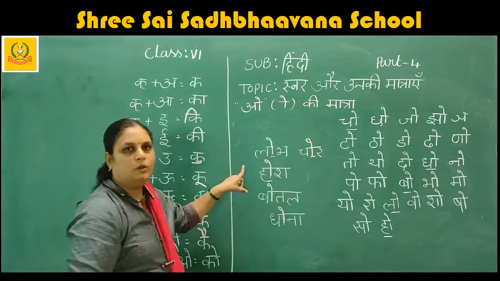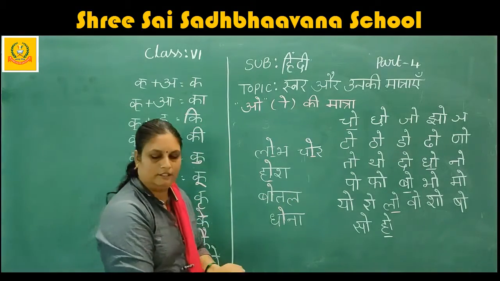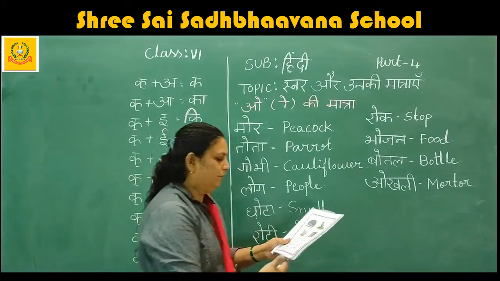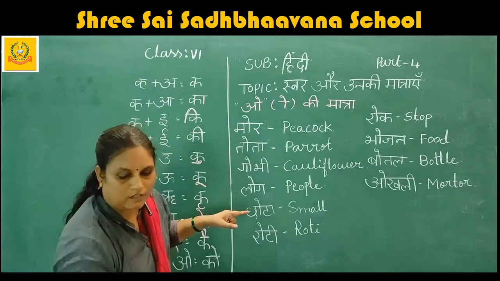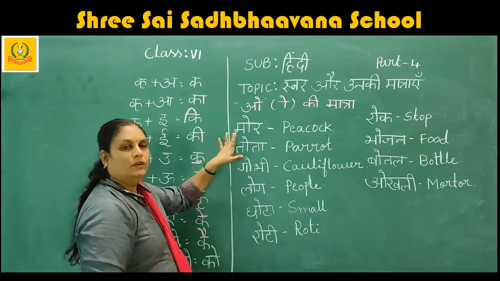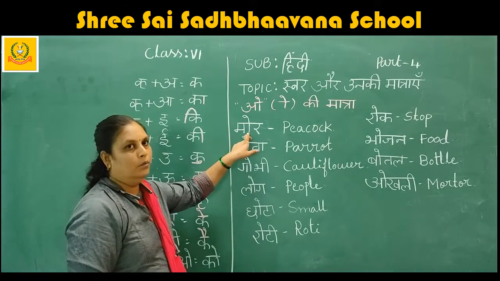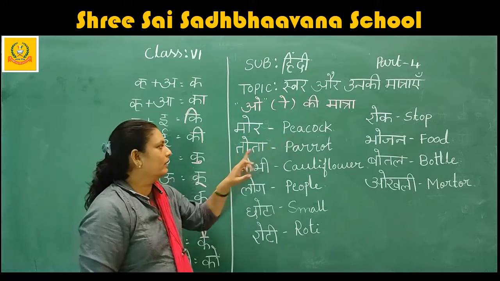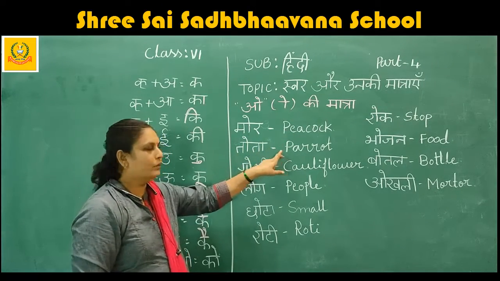These are all the Oki matra symbols. Okay, children, let me move to the words and their meanings. Very few words are written here. First we'll start with: Ma plus O, Mo. Mo and Ra, Mor. Mor means peacock. Tota, parrot.